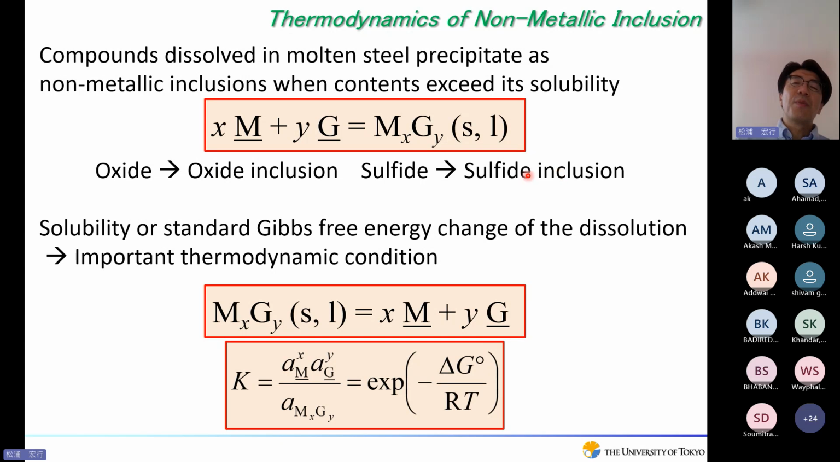And then from the thermodynamic viewpoint, the solubility or the standard Gibbs energy change of this reaction is important. We need to understand that the thermodynamic data of these kinds of reactions are quite important to analyze the process itself. So if you have some dissolution reactions of a product in molten states, you can write this equation, and then you can easily derive the equilibrium constants like this.